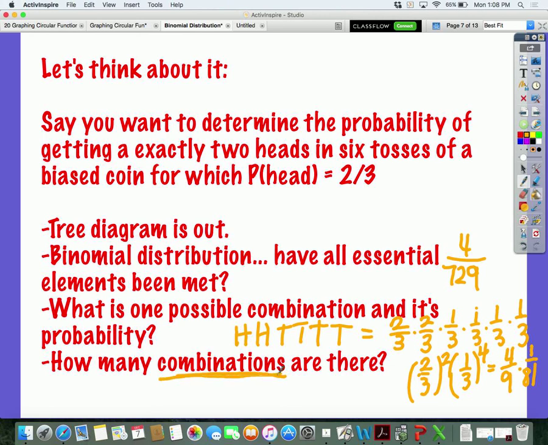Keyword, where have we seen combinations before? Binomial theorem. Combinations. What would be that top number? 6. So there's 6 total trials, and I want two heads. So somebody tell me what is 6 combination 2? Forgot the formula, didn't you? 6 times 5 times 4 times 3 times 2 times 1 all over 2 times 1, and then 6 minus 2 factorial.